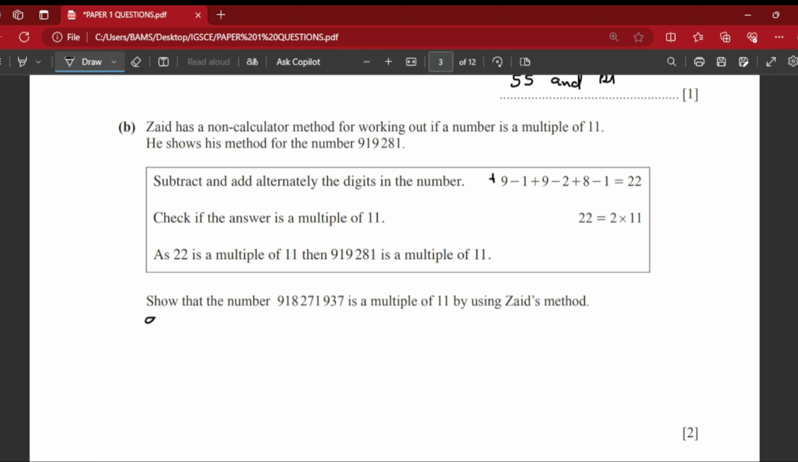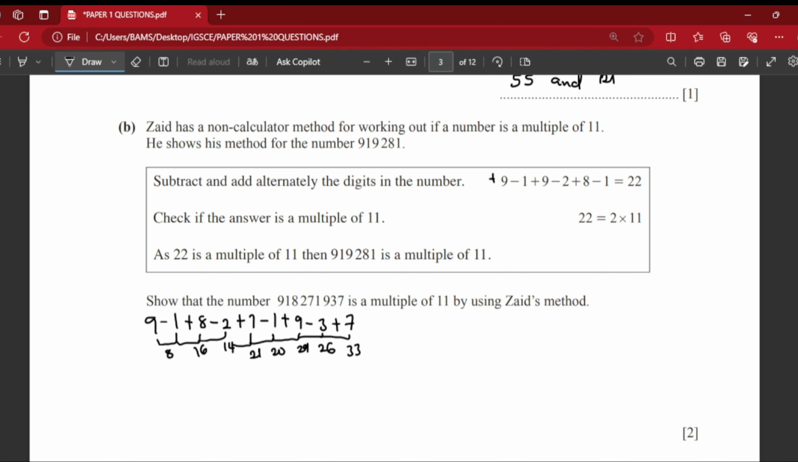So what we just have to do is to say 9 plus 9 minus 1 plus 8 minus 2 plus 7 minus 1 plus 9 minus 3 plus 7. Okay, so quickly let's connect the dots. If I do 8 plus 8, that's going to be 16, right? 16 minus 2, that's 14. 14 plus 7, that's going to be 21. 21 minus 1, that's going to be 20. 20 plus 9, that's going to be 29. 29 minus 3, that's going to be 26. 26 plus 7, that's going to be 33.